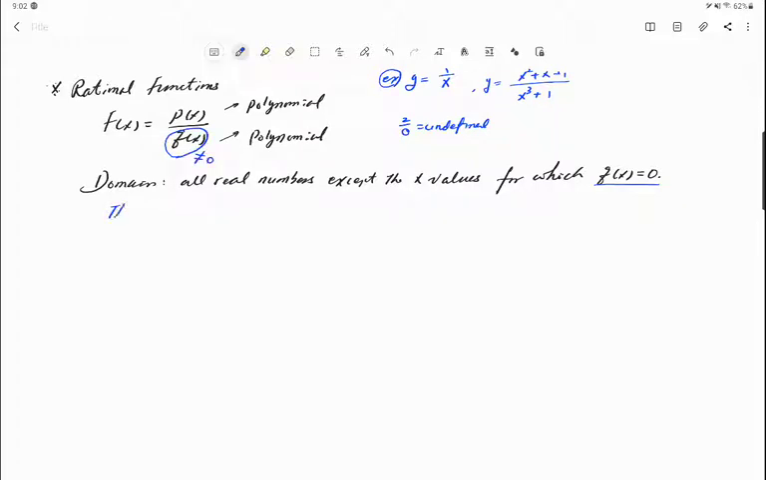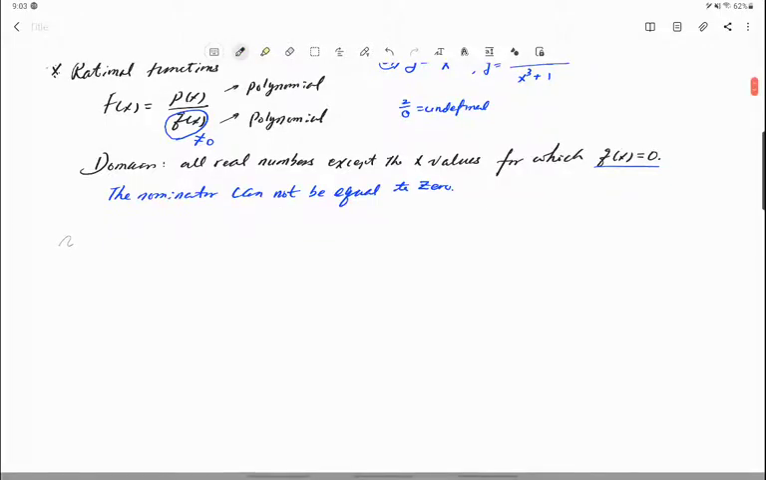Okay, the denominator cannot be equal to 0. So x can be anything except those x values that make the denominator 0. Also, the numerator depends on the function of the numerator. So the domain, first of all, cannot have any x values that make the denominator 0. All right.